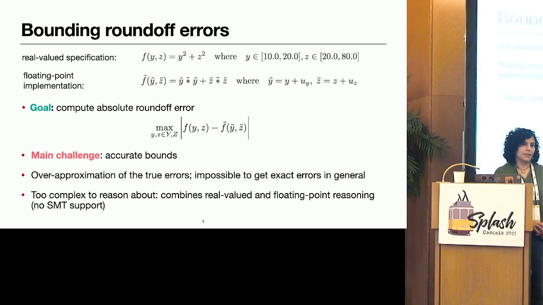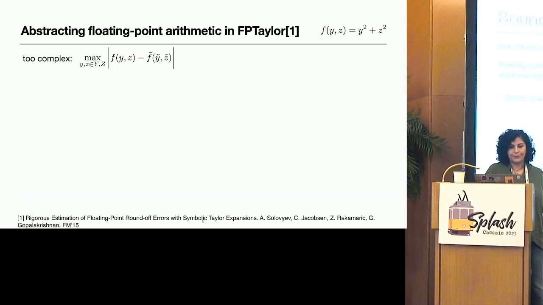Computing the exact difference is not feasible, or is only feasible for smaller computations, and so we need to over-approximate the results. On the other hand, this formula as it is is too complex to reason about, because it's a combination of two theories, the floating point and the real theories. For example, we cannot just rephrase it as an SMT query, since solvers have little to no support for a combination of these two theories. So this is what we are after, and it's too complex. One approach is implemented in the FPTaylor tool.